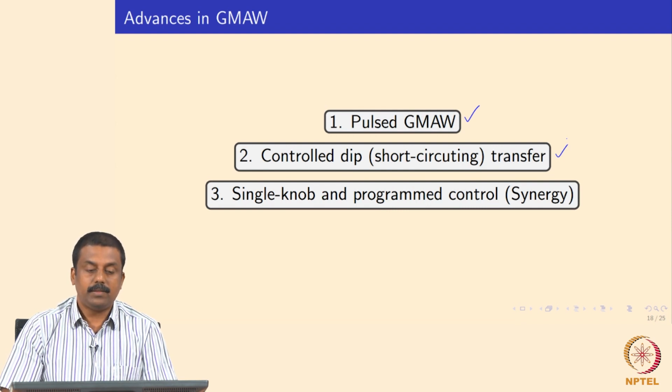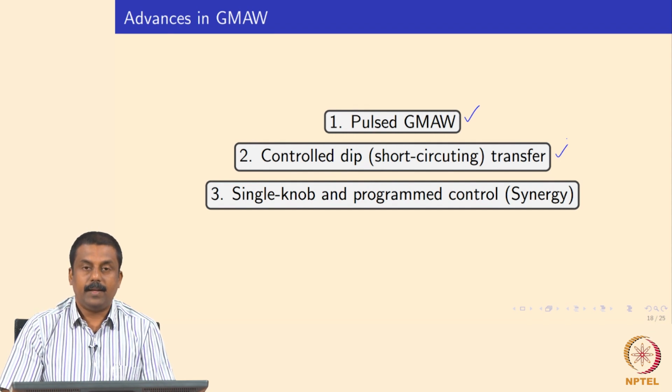So we look at these two processes, and then the third process, obviously the development made in the process control side, where we can control all the parameters that I explained: voltage, current, wire feed rate, and the melting characteristics just by turning a single knob and using a programmable power source. So we can control the entire process and stability increases significantly. I will touch upon some aspects of the single knob programmable controlled power sources, which is known as a synergy process. And then we will wind up the welding processes.